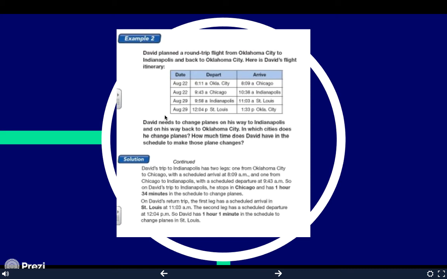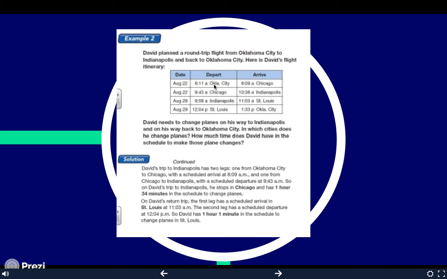So the question is, David needs to change planes on his way to Indianapolis and on his way back to Oklahoma City. In which city does he change planes? So we know here that he changes planes in Chicago, and then he also changes planes in St. Louis on his way back home. And next it says, how much time does David have in the schedule to make those plane changes?